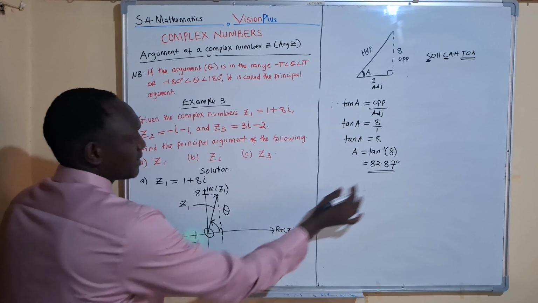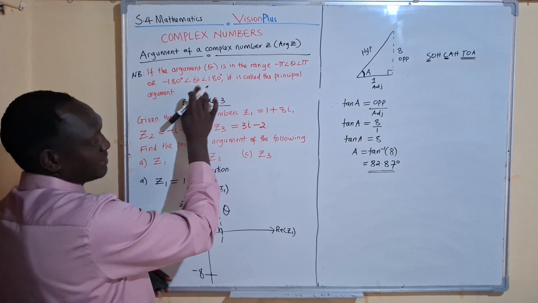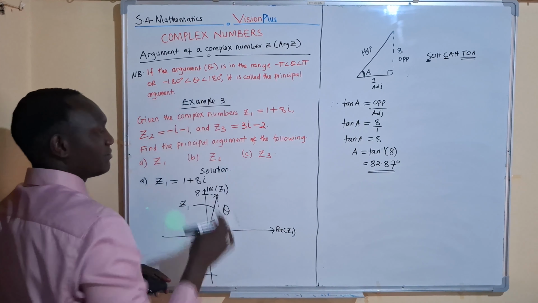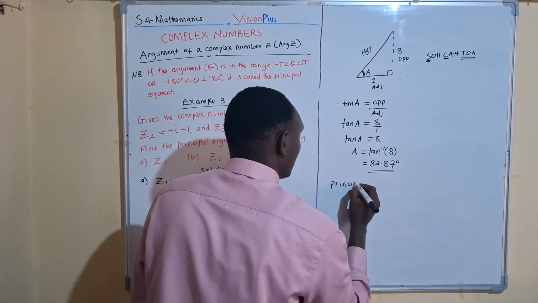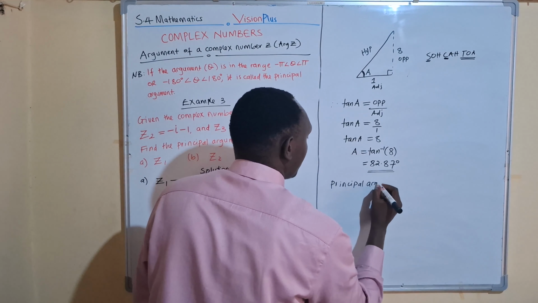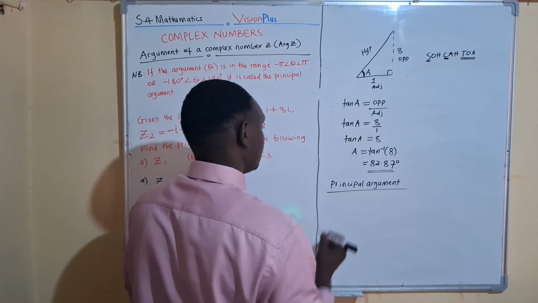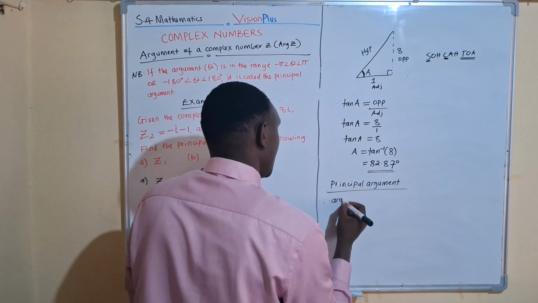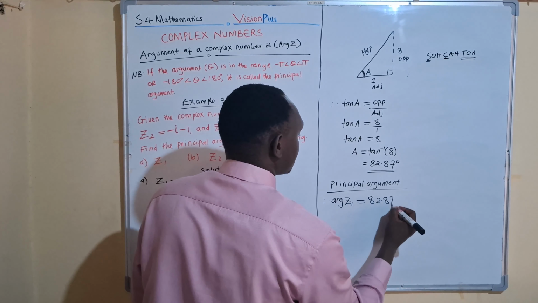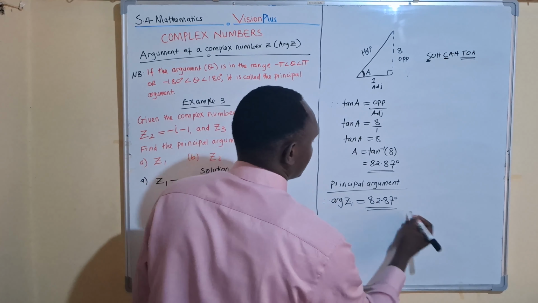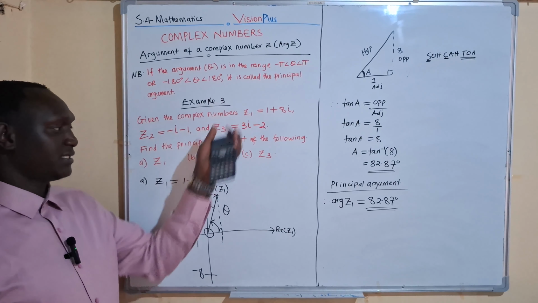Now, if you look at this angle, is it falling in this range? Yes, 82 is in this range. That means it is our principal argument. Why is it our principal argument? Because it is falling in the range of negative 180 and 180 degrees. Therefore, our argument of z1 is 82.87 degrees. This is the principal argument because it is in that range.